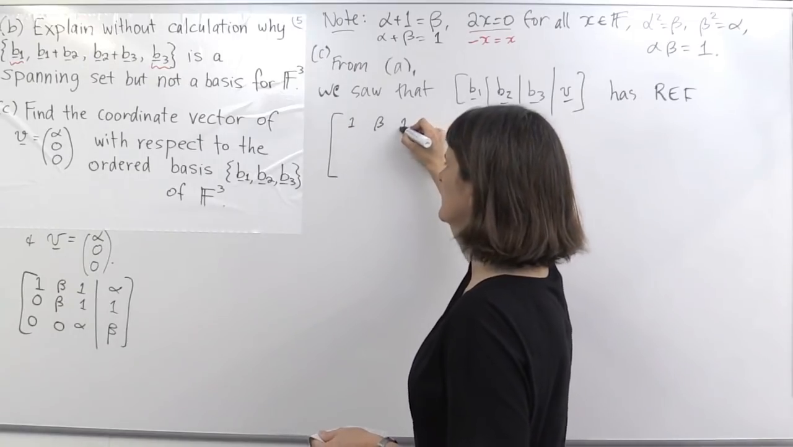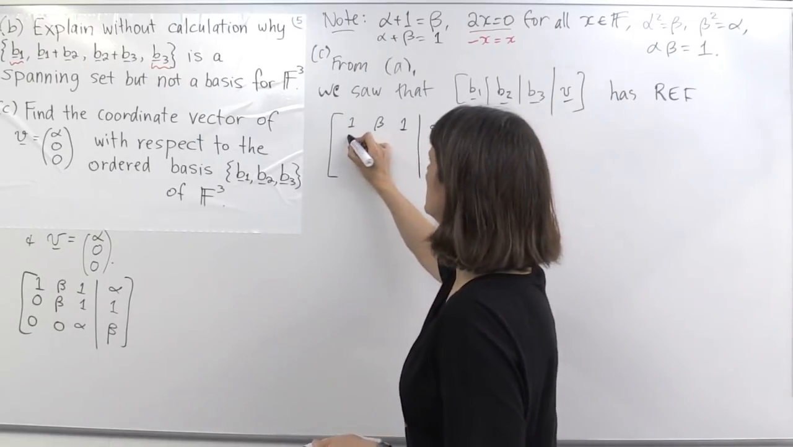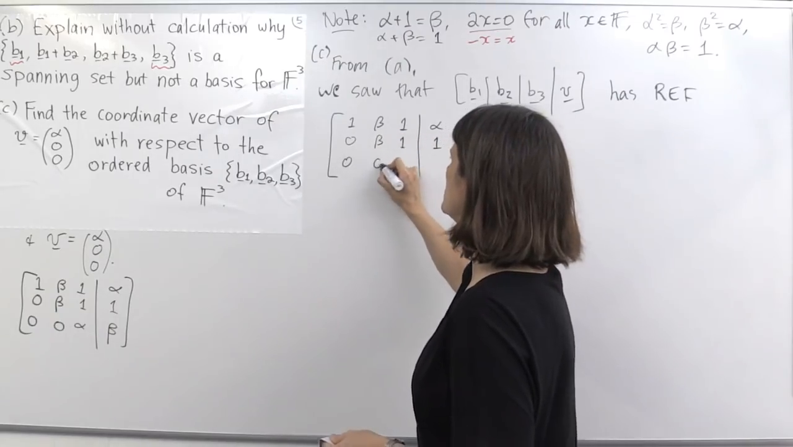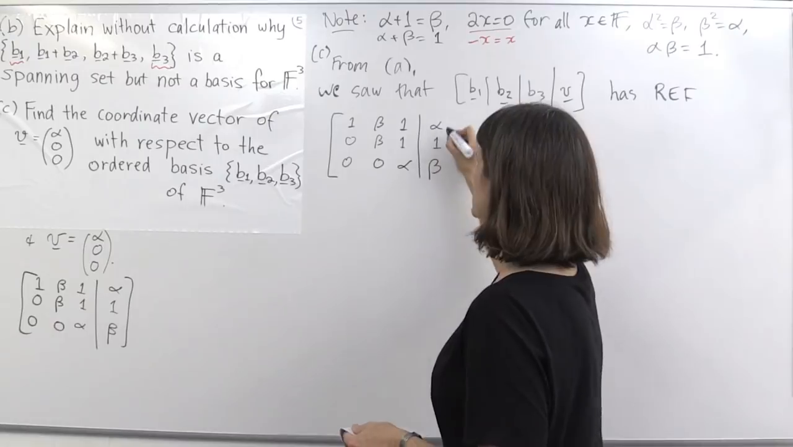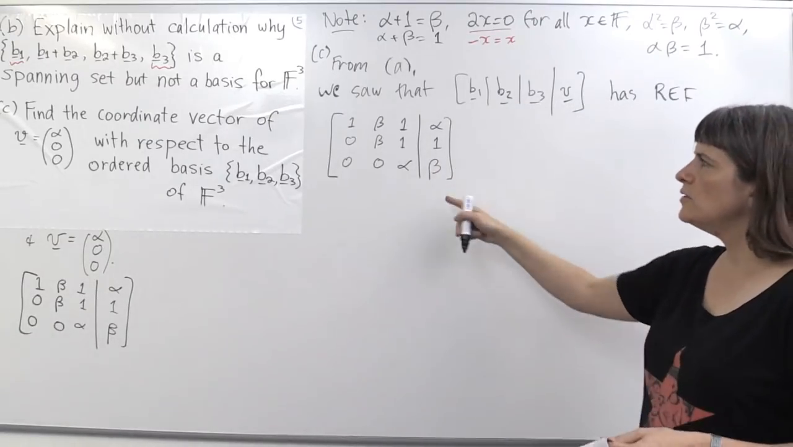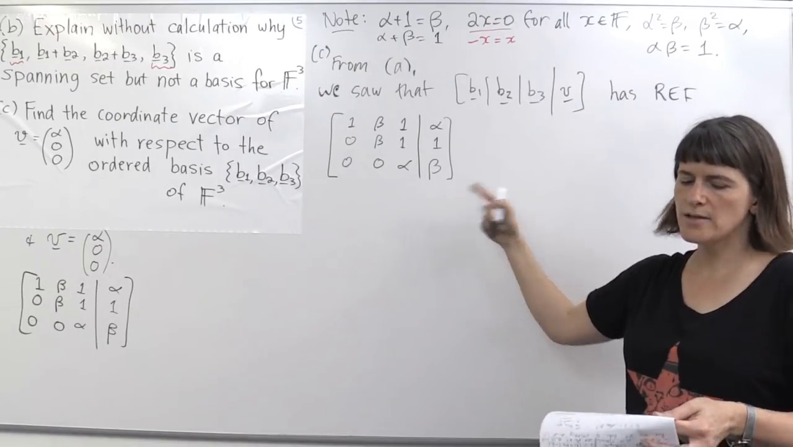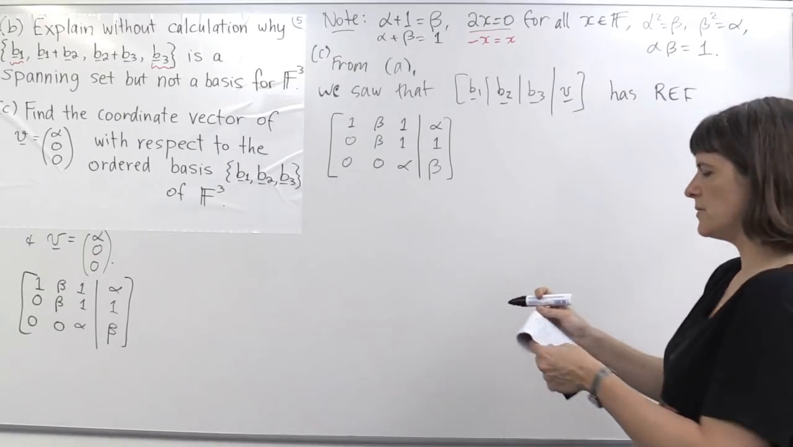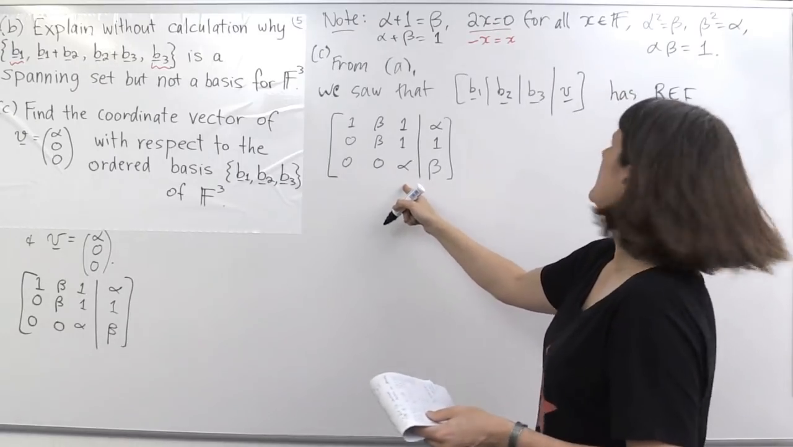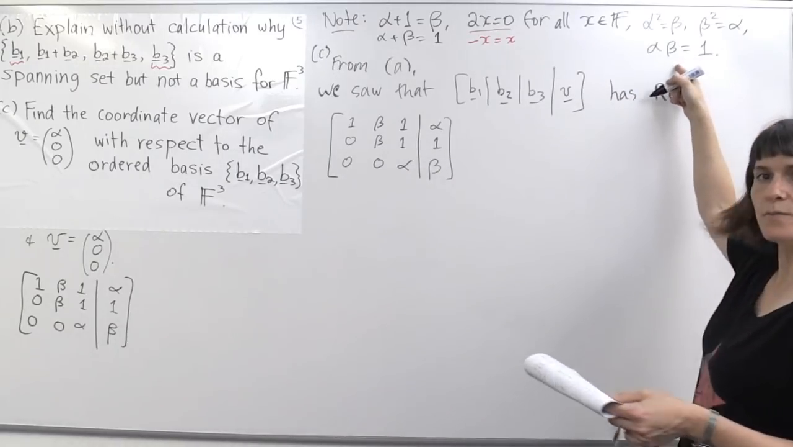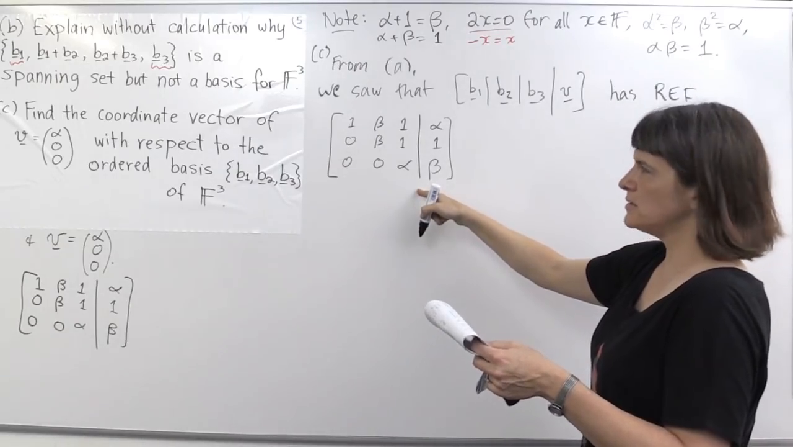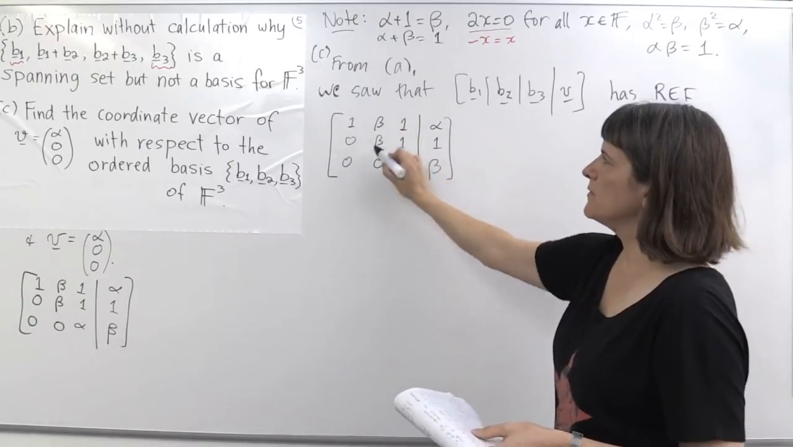1 beta 1 alpha, 0 beta 1 1, 0 0 alpha beta. Okay, so we already got this far in the row reduction. You could stop here and row reduce. I just like going to reduced row echelon form, so I'm going to keep going. So I'd like a 1 to appear here, and we know that alpha beta is 1, so I'm going to multiply row 3 by beta, and at the same time, look at what we've got up here.